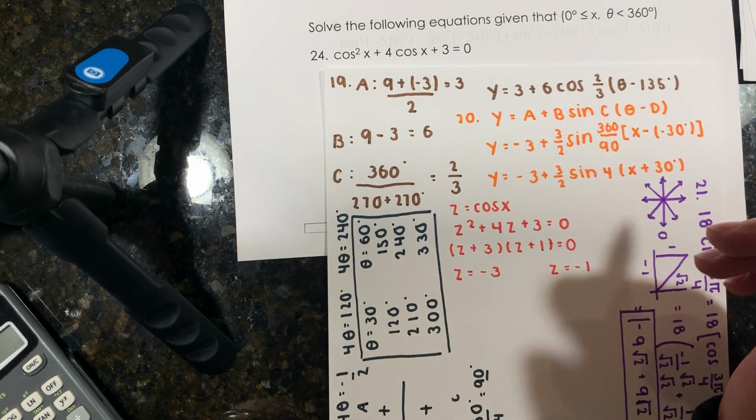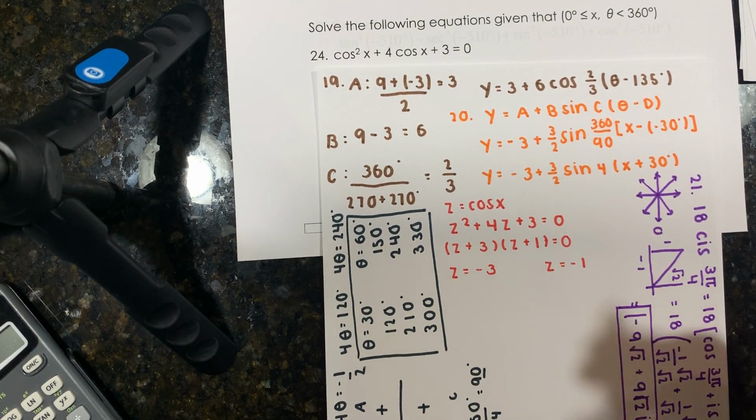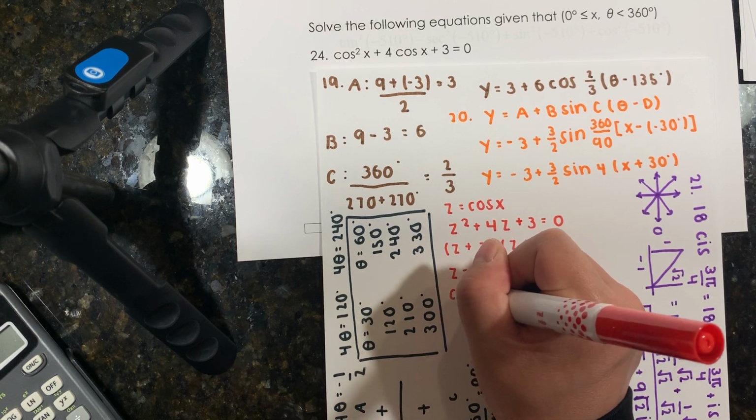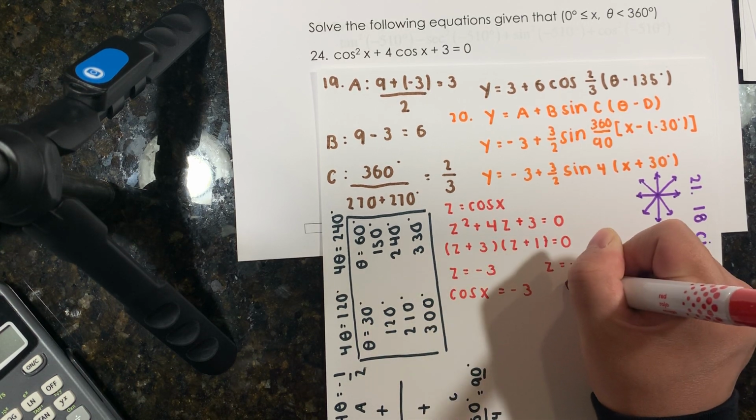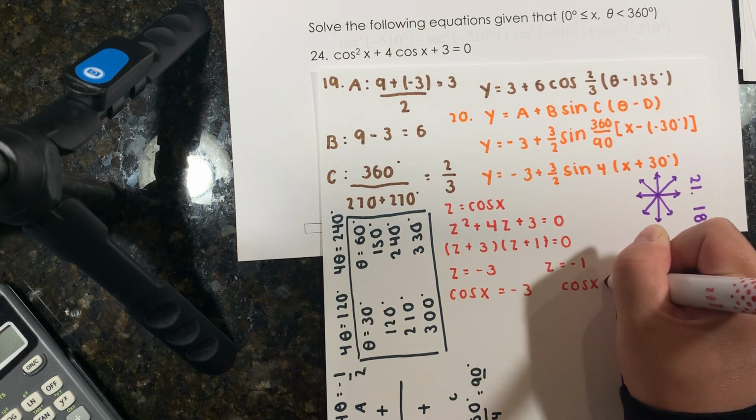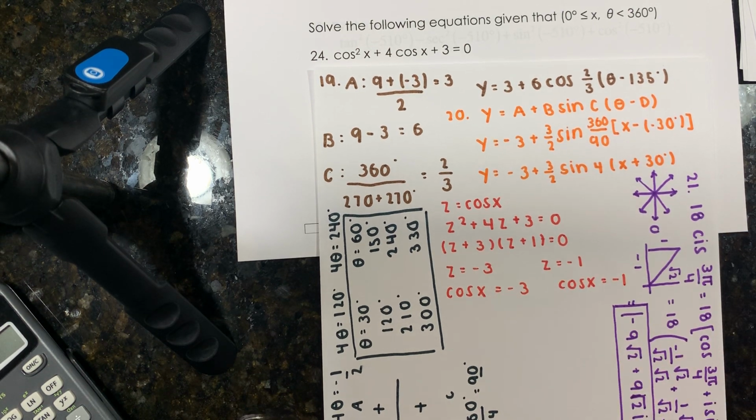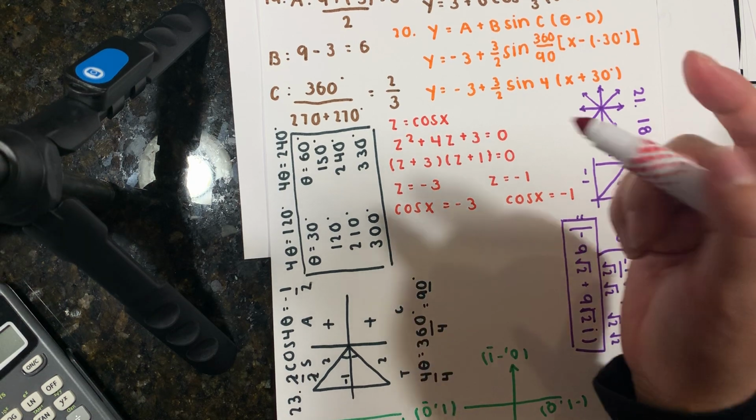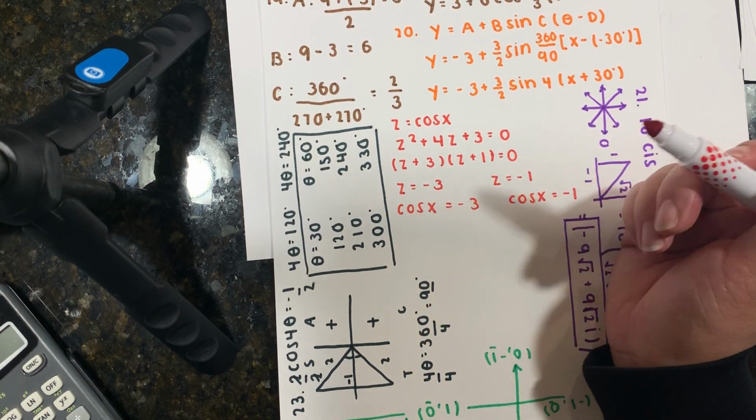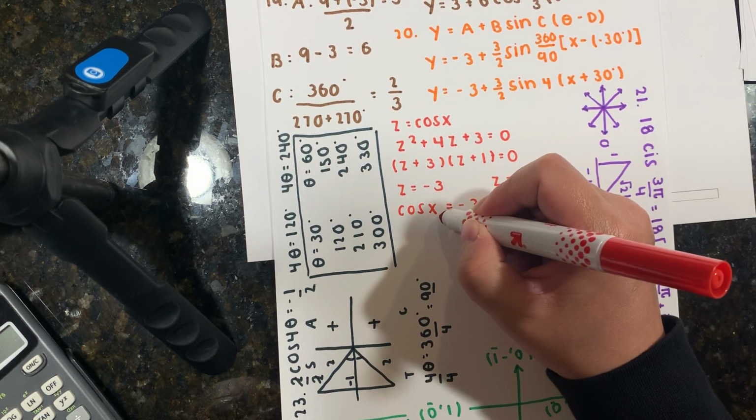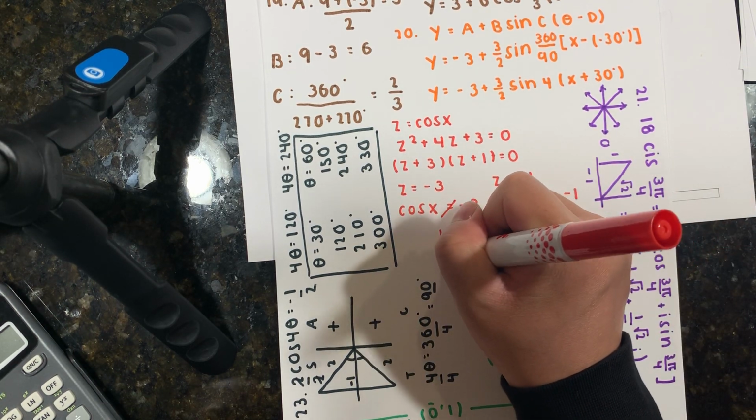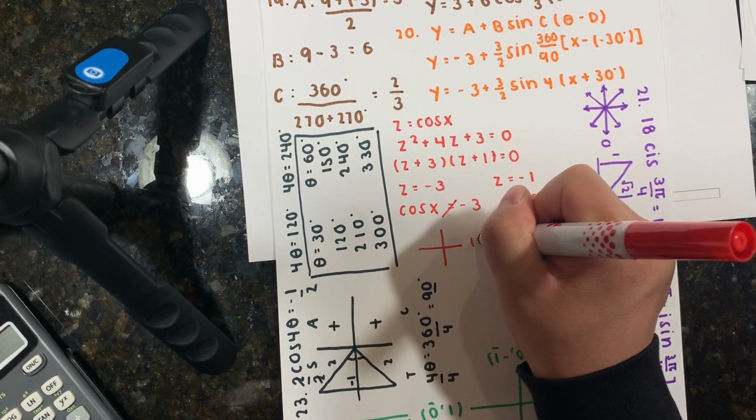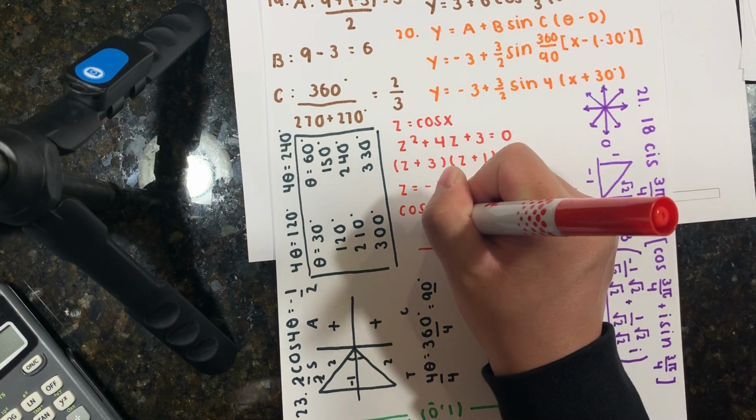Now I'm going to replace all my z's with cosine. So it would be cosine x is equal to negative 3, and then cosine x equals negative 1. Now what I should recognize at this point is that there's no place where cosine is going to be equal to negative 3. So this is not going to work. The only one I'm going to be solving for is the one on the right, and that's going to use the unit circle.